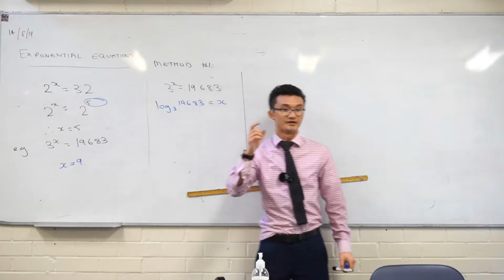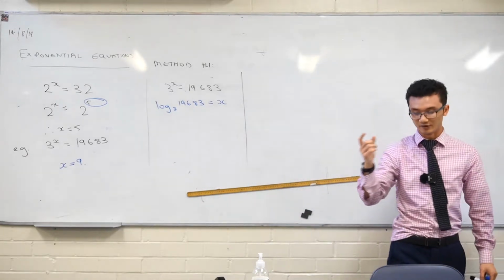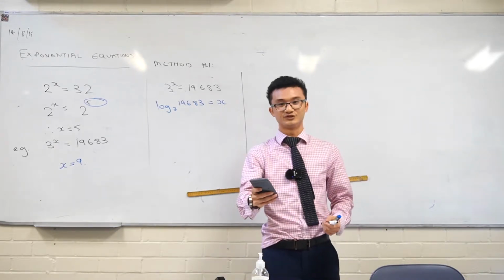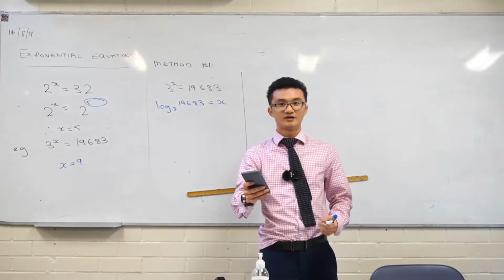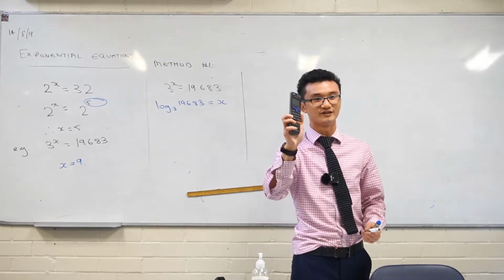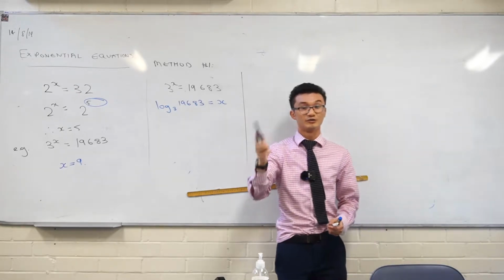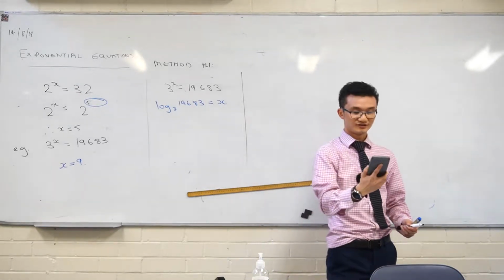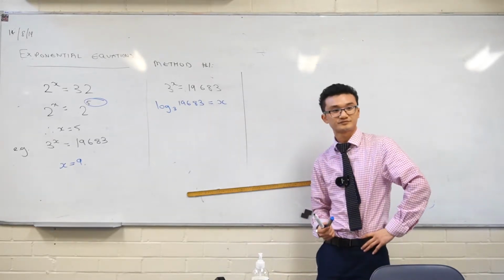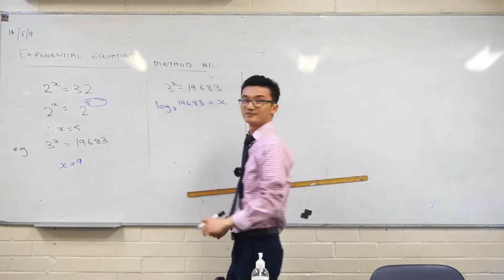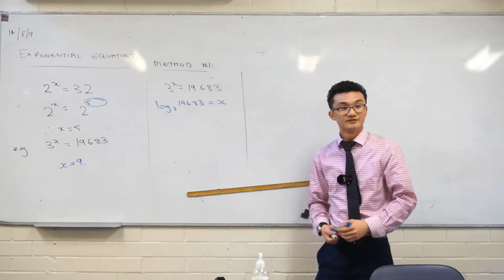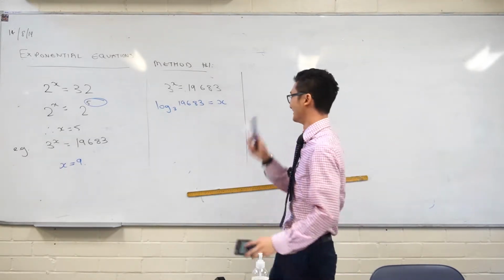There's another problem that using this introduces though. When I try to put log base 3 of 19,683 on my calculator, what's the problem you encounter? You can't actually calculate logs of base 3 on your calculator. We don't have that function. What we do have though is log base 10. So you just put it over log 3. Yeah, and I'll tell you why later on.